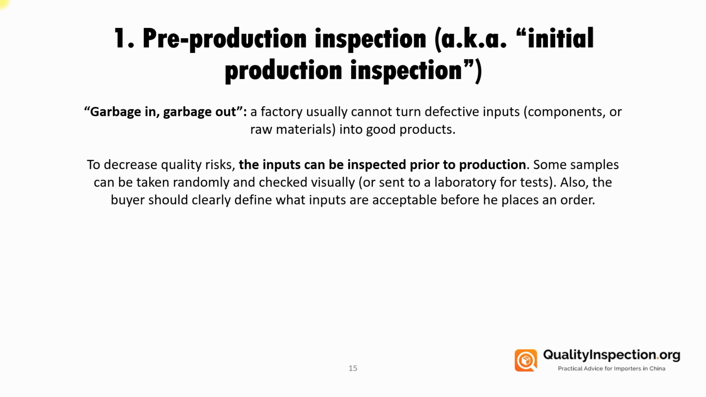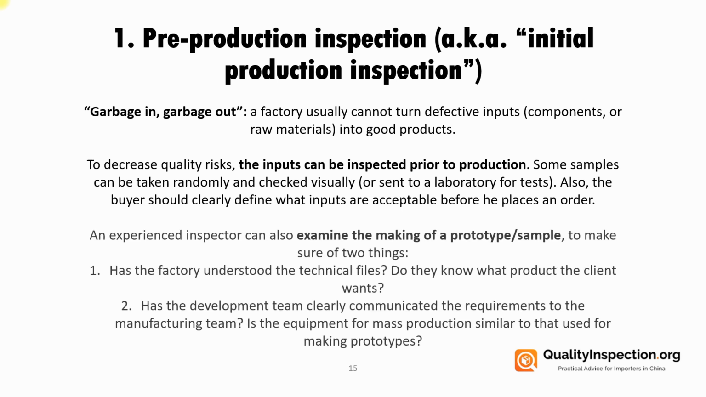So you've heard the phrase garbage in, garbage out. If a factory receives defective inputs, so those are the components or raw materials, it's likely that the end products are not going to be good. So we can decrease quality risks when we inspect those inputs prior to production. Samples can be taken randomly and checked visually, or sent to a lab for tests. You, the buyer, will clearly define what inputs are acceptable before you place an order.